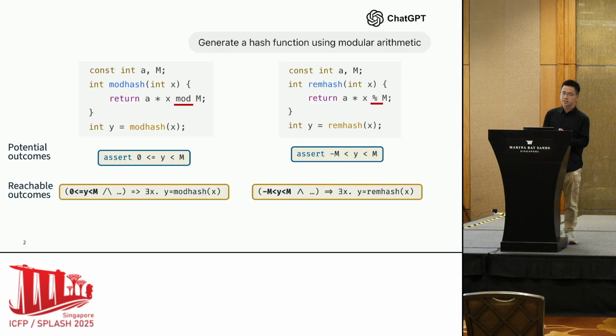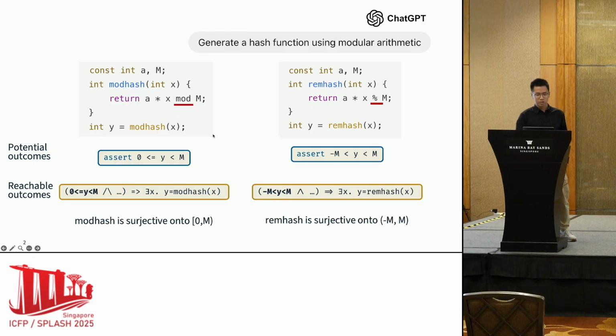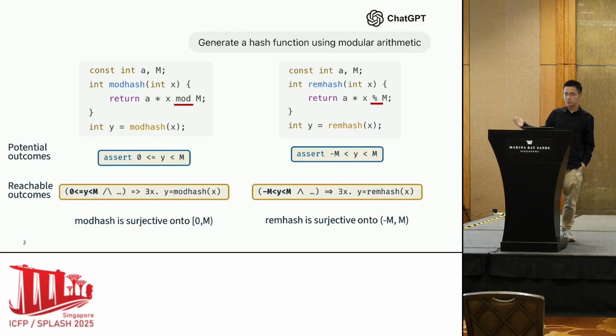In fact, we need another kind of specification to describe the reachable outcome. For example, here, this yellow formula on the left basically says that for every output within 0 to m, when some other condition holds, there exists an input x that can produce that output. And the right one is similar. Now we can safely conclude that the mod hash function is surjective on 0 to m, and the rem hash function is surjective on minus m to m.